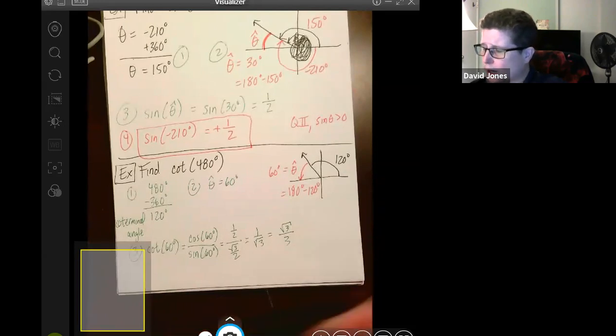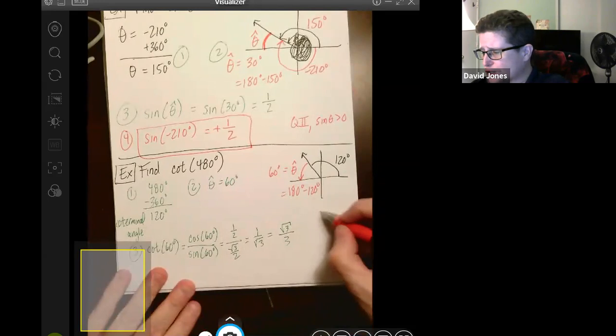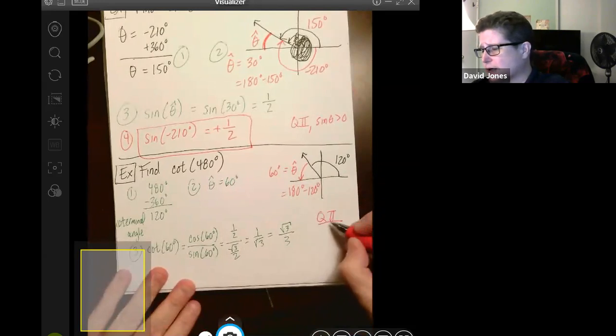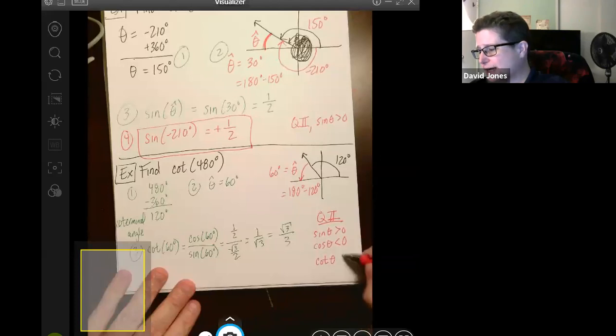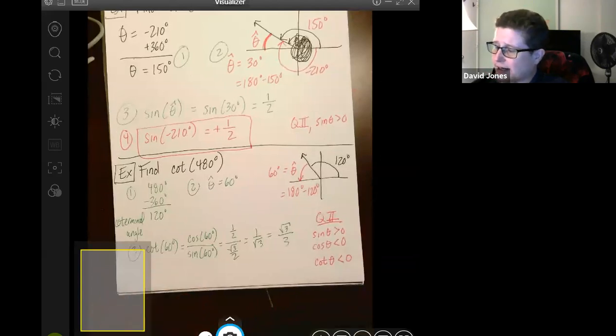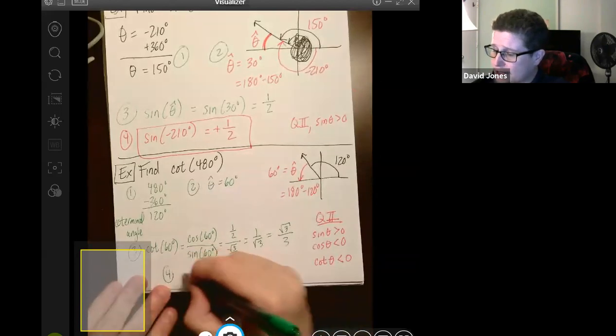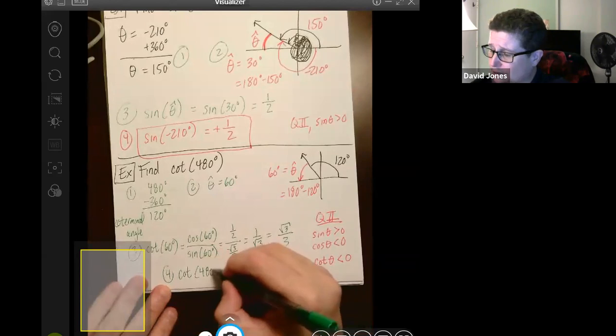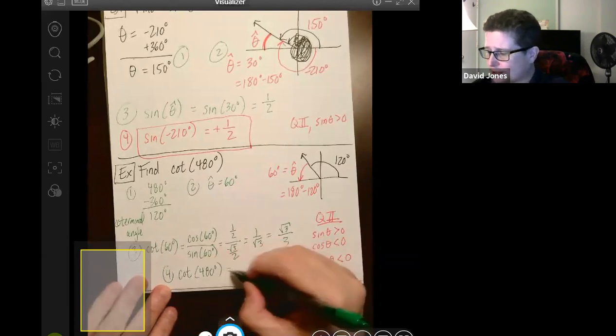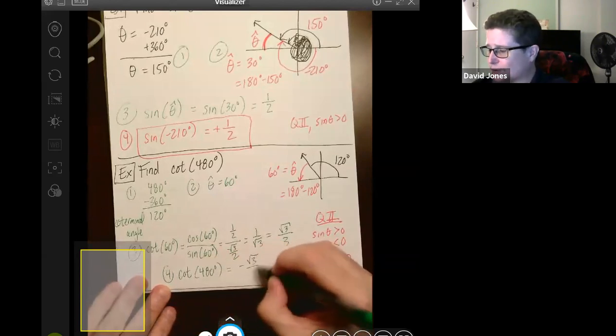Finally, I check quadrant. In quadrant 2, sine theta is greater than 0. Cosine theta is less than 0, which means cotangent theta, which is cosine over sine, is less than 0. And so cotangent of 480 degrees, our initial angle, has to equal the negative version of that, negative root 3 over 3.